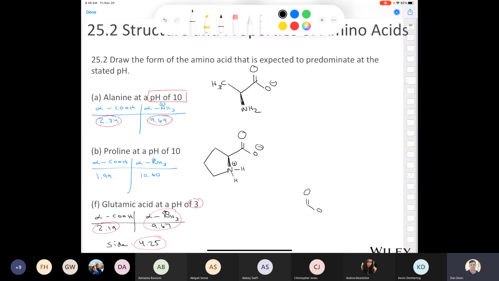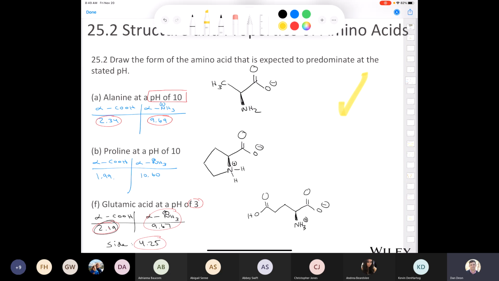We have our alpha carboxyl that's going to be deprotonated because a pH of 3, again, is more basic than 2.19. We have our amine, which is going to remain protonated, like that. And then we have our side chain, so glutamic acid has 1, 2 CH2 groups. And our carboxylic acid on the side chain is going to remain protonated. All right, give me a thumbs up if you feel like you could do that one, if I gave you the pKa's.